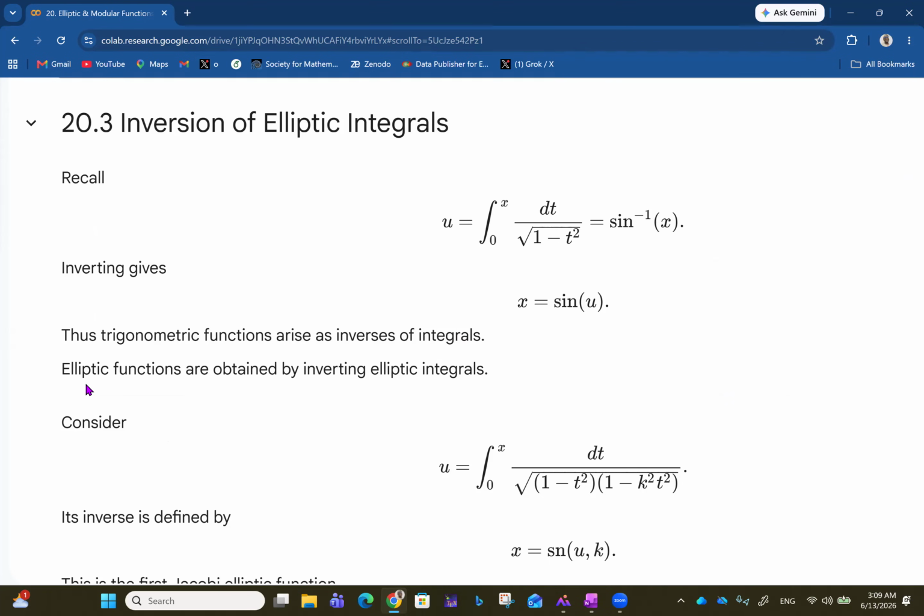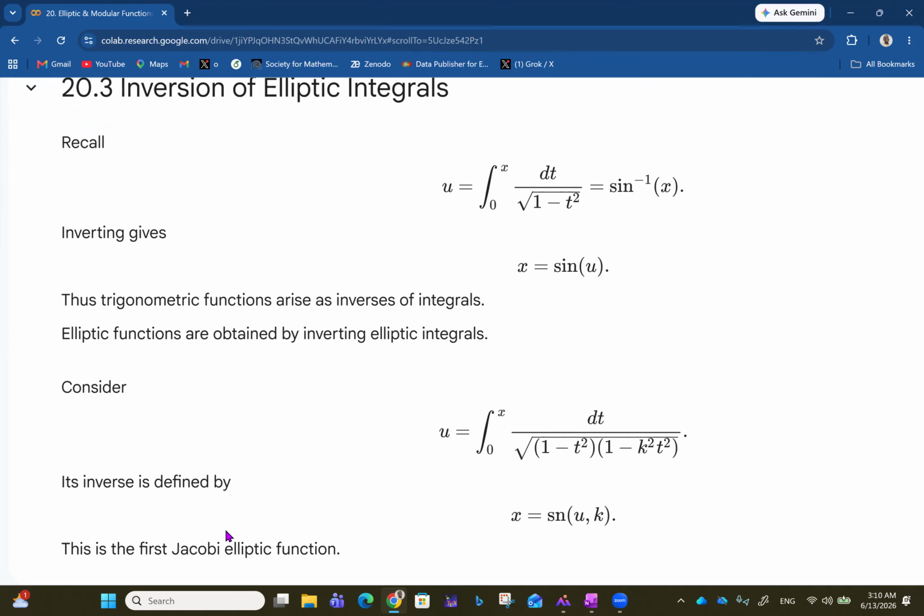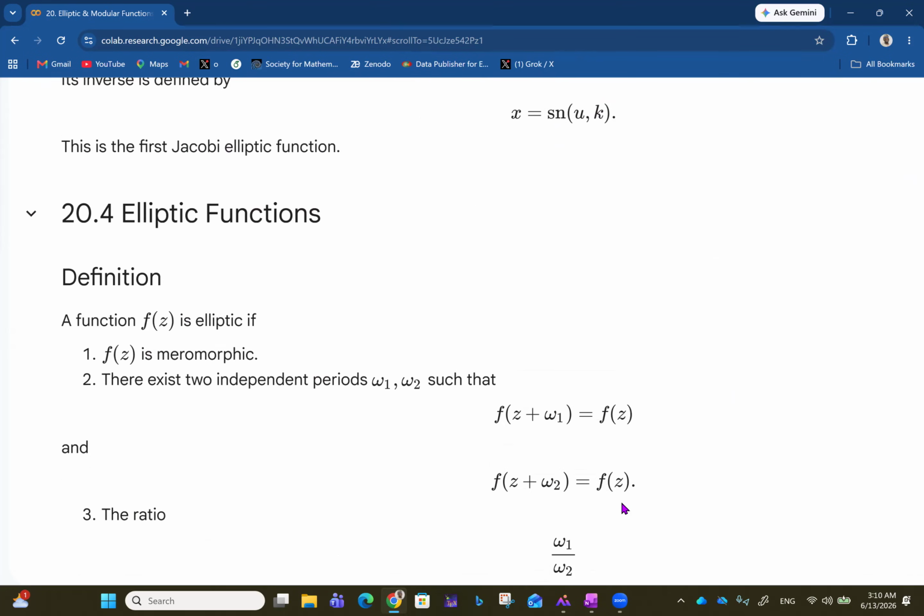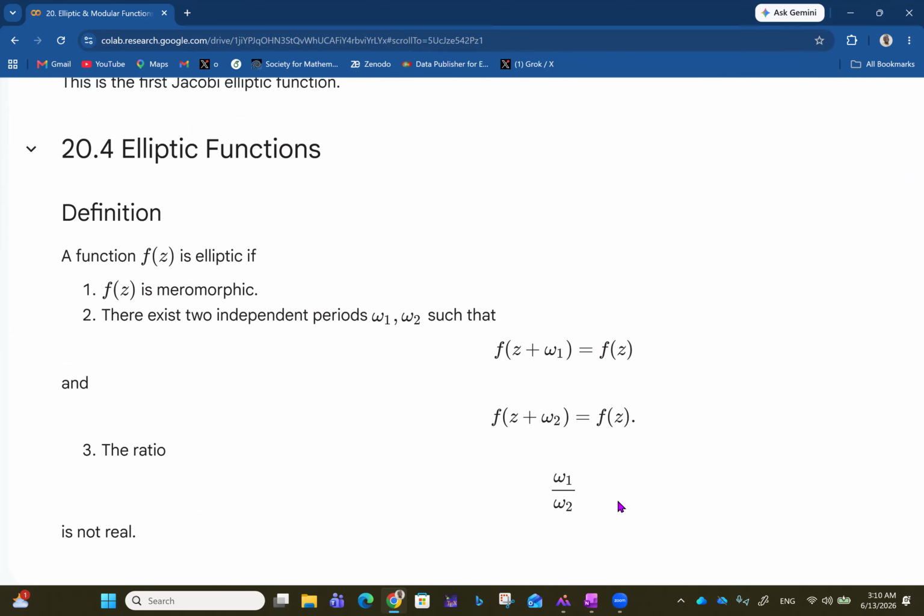Elliptic functions are obtained by inverting elliptic integrals. So if you consider u to be the integral from 0 to x of dt over the square root of (1 minus t squared) times (1 minus k squared t squared), its inverse is defined by x equals Sn(u, k). This is the first Jacobi elliptic function. So Sn(u, k), not sine, just Sn here. And then we go ahead to talk about elliptic functions.